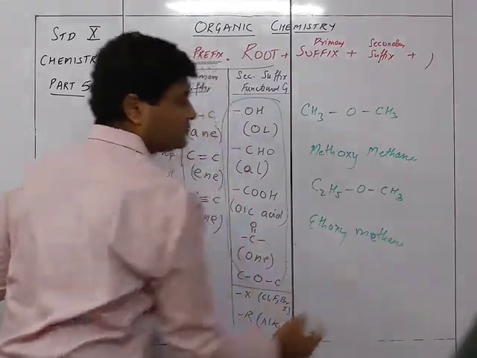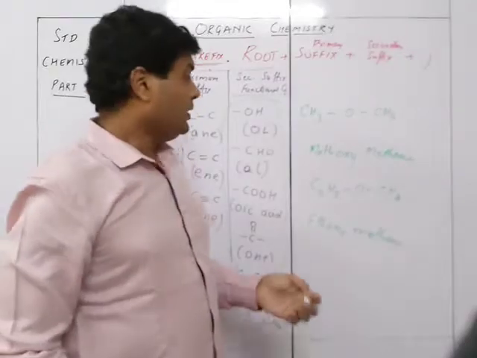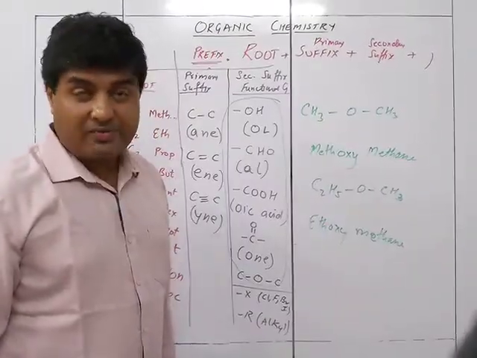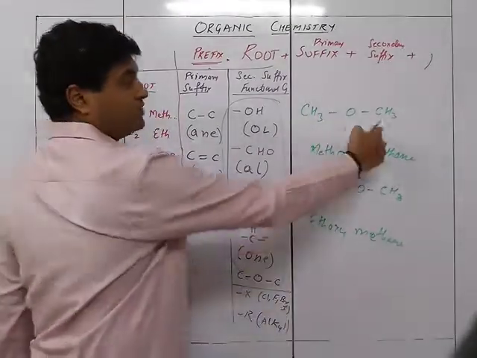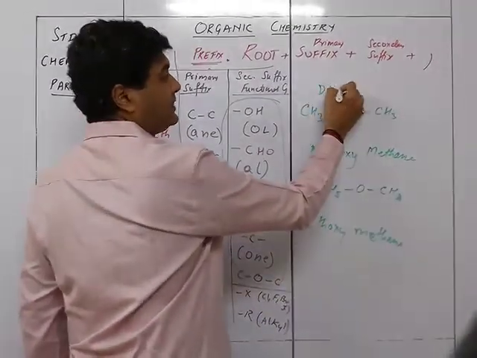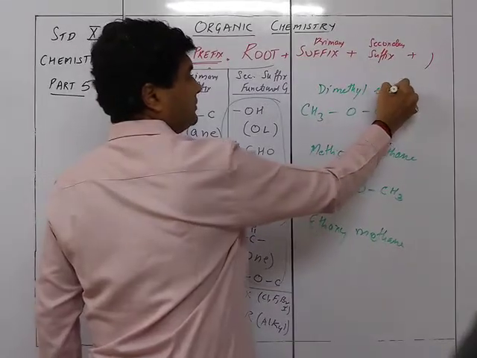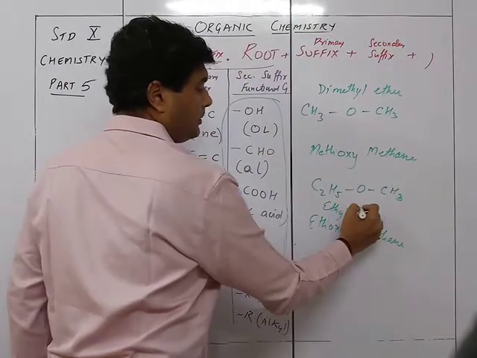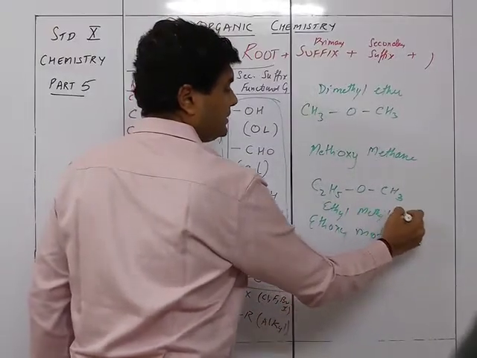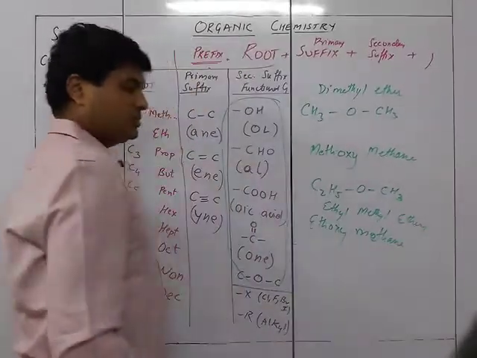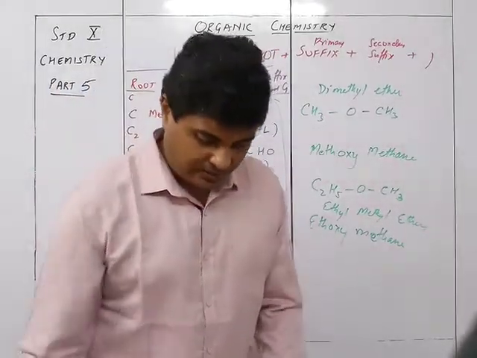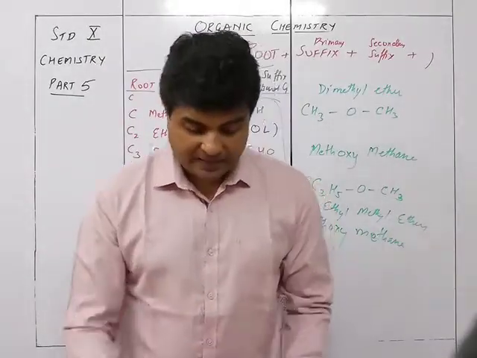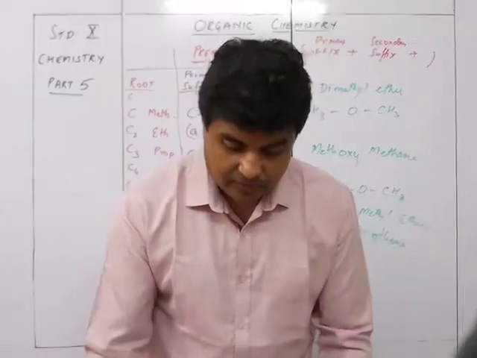Okay, the common name for this particular thing will be dimethyl ether. And the common name for this will be ethyl methyl ether. Okay, so for ether, you are going to write whatever is on both sides of the O separately. That is what is there in the nomenclature part.